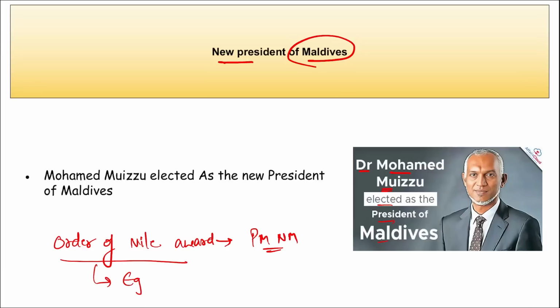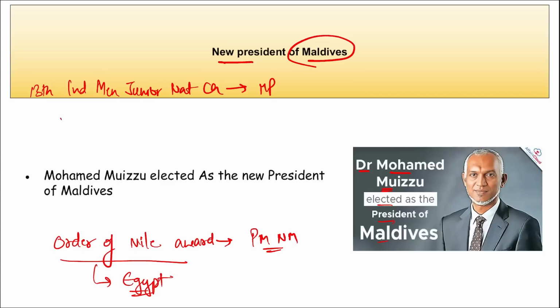So remember, which country honored Prime Minister Narendra Modi with this Order of Nile Award? Egypt. This is important. Correct? Then apart from this, remember, which state has won the 13th India Junior Men National Championship? I repeat, the 13th edition of the India Men Junior National Championship. It was won by which state? It was won by Madhya Pradesh, right?